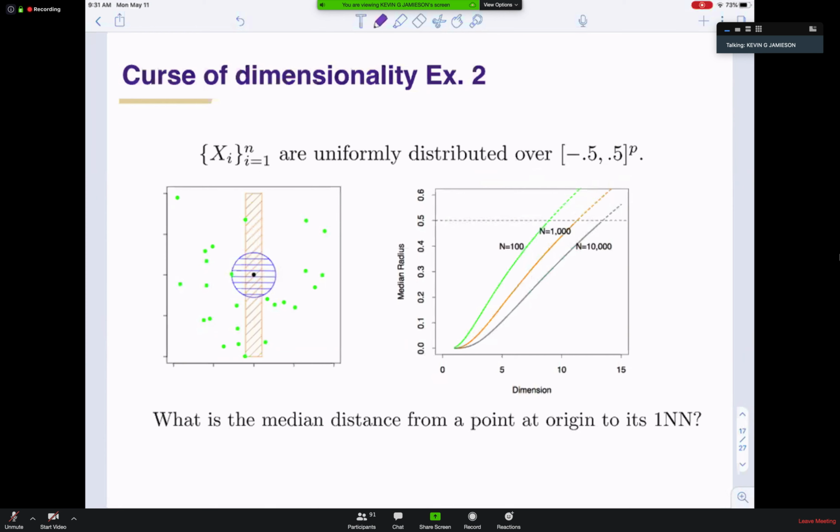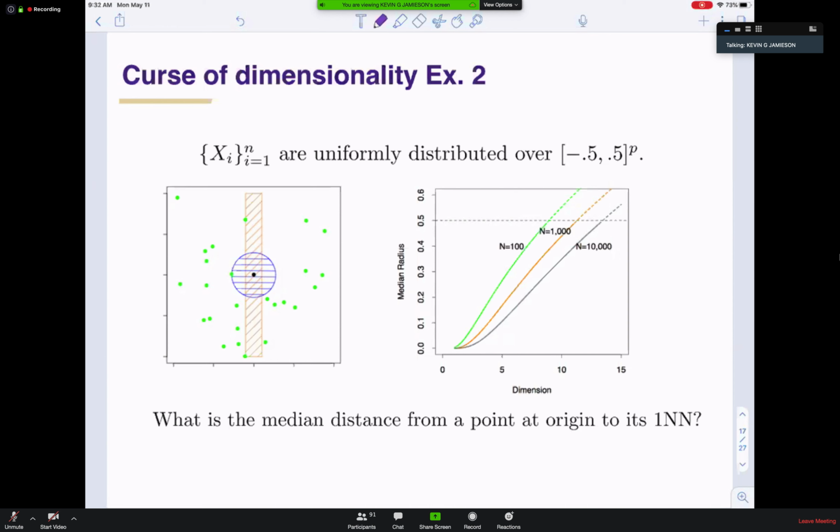So now consider if we had data uniformly at random. New example, get that last example out of your head. Data is now uniformly distributed over -1/2 to 1/2 in p dimensions. And now the question is, what is the median distance from a point at the origin, say 0, 0, 0, 0, to its first nearest neighbor? Because on average, this data is random. So what is the distance to the one nearest neighbor if you're trying to classify it at 0, 0, 0?